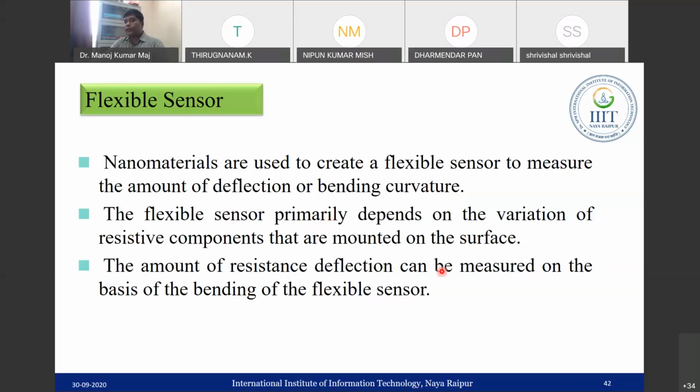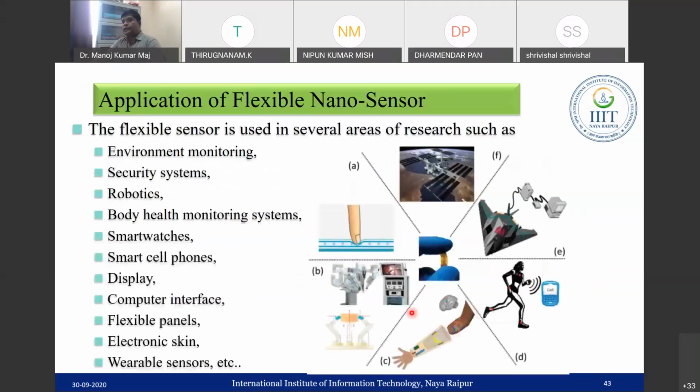This kind of flexible sensor primarily depends on the variation of resistive components, because whenever we bend some material, its resistivity can increase or decrease, and depending on that, we can mount it on a surface. The amount of resistance change, the deflection, can be measured on the basis of the bending of the flexible sensors. So these are some of the applications of flexible nanosensors.